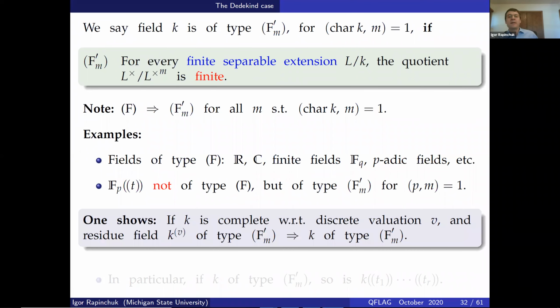And in fact, building on this example, we have a fairly general recipe for producing many, many examples of fields of type F'_m. Namely, if K is a field which is complete with respect to a discrete valuation, and the residue field is of type F'_m, then so is the field K itself. So in particular, if we have a base field of type F'_m, then fields of iterated Laurent series over such a field also satisfy this condition. Okay, so this is the kind of condition that I'd like to impose on our base field.